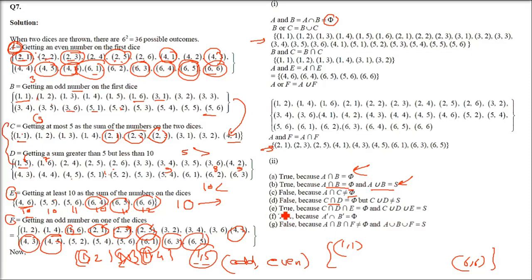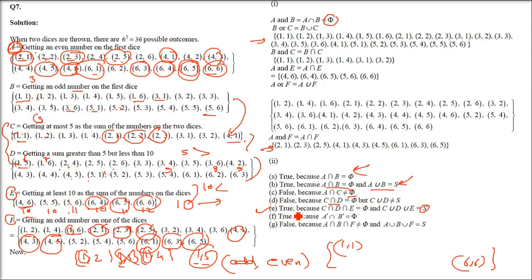C, D, E are mutually exclusive and exhaustive events. So this is true. Because if you take the intersection of C, D and E, there is nothing common. If you take the union, you will get the sample space. And if you take the intersection, it's phi. Nothing is common. So E is absolutely true.